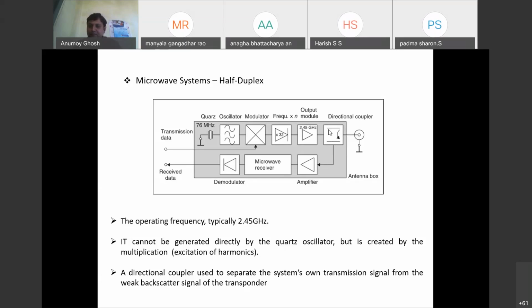So the signal will be given out from one port to the tag, and while the signal is coming from the tag to the antenna, it will be received in this port, and then it will be passed to the amplifier. Before the amplifier, there will be a band pass filter to eliminate the out of band noise, and then there will be the amplifier. What will the microwave receiver be doing? The microwave receiver will down convert the signal again to 76 megahertz, and then it will demodulate the QPSK modulation, and the received data will be given to the computer.